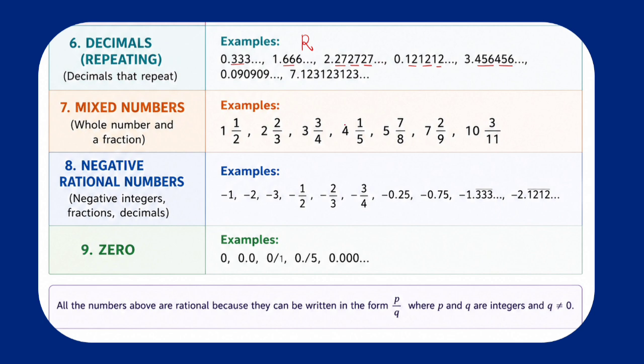Mixed numbers are also rational numbers. What are mixed numbers? They are called mixed numbers because they comprise a whole number as well as a fraction. Together it makes a mixed number. So all the negative numbers, decimals, all of these come under the rational number category, and also the number 0.